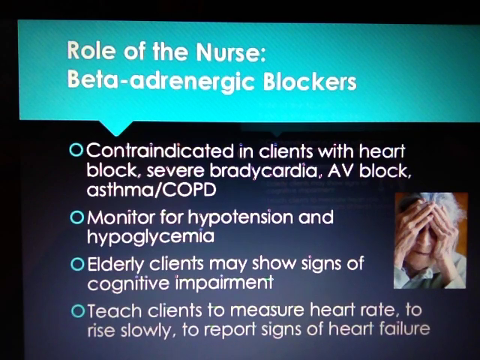So the role of the nurse: it is contraindicated in clients with heart block, severe bradycardia, AV block, and then there it is, asthma and COPD, because of that risk of causing bronchoconstriction. Monitor for hypotension and hypoglycemia. Elderly clients may show signs of cognitive impairment, and we want to teach our clients to measure their heart rate, to rise slowly because of this lower blood pressure, and to report signs of heart failure because of that decreased contractility.